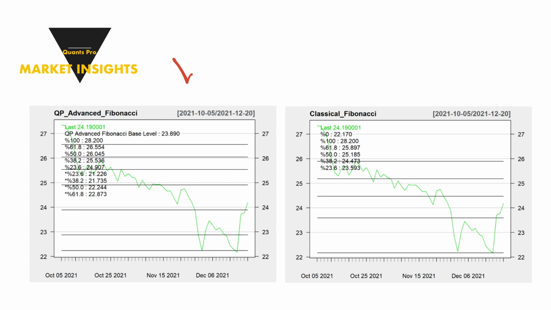The advanced Fibonacci retracement levels determined by Quants Pro Analytics will change the arithmetic of the winner and loser average within the framework of game theory in favor of the investor. Now let's examine the difference between the classic Fibonacci and Quants Pro Advanced Fibonacci Analytics from the charts. It can be easily understood that the QP Advanced Fibonacci retracement can better detect significant price breaks.